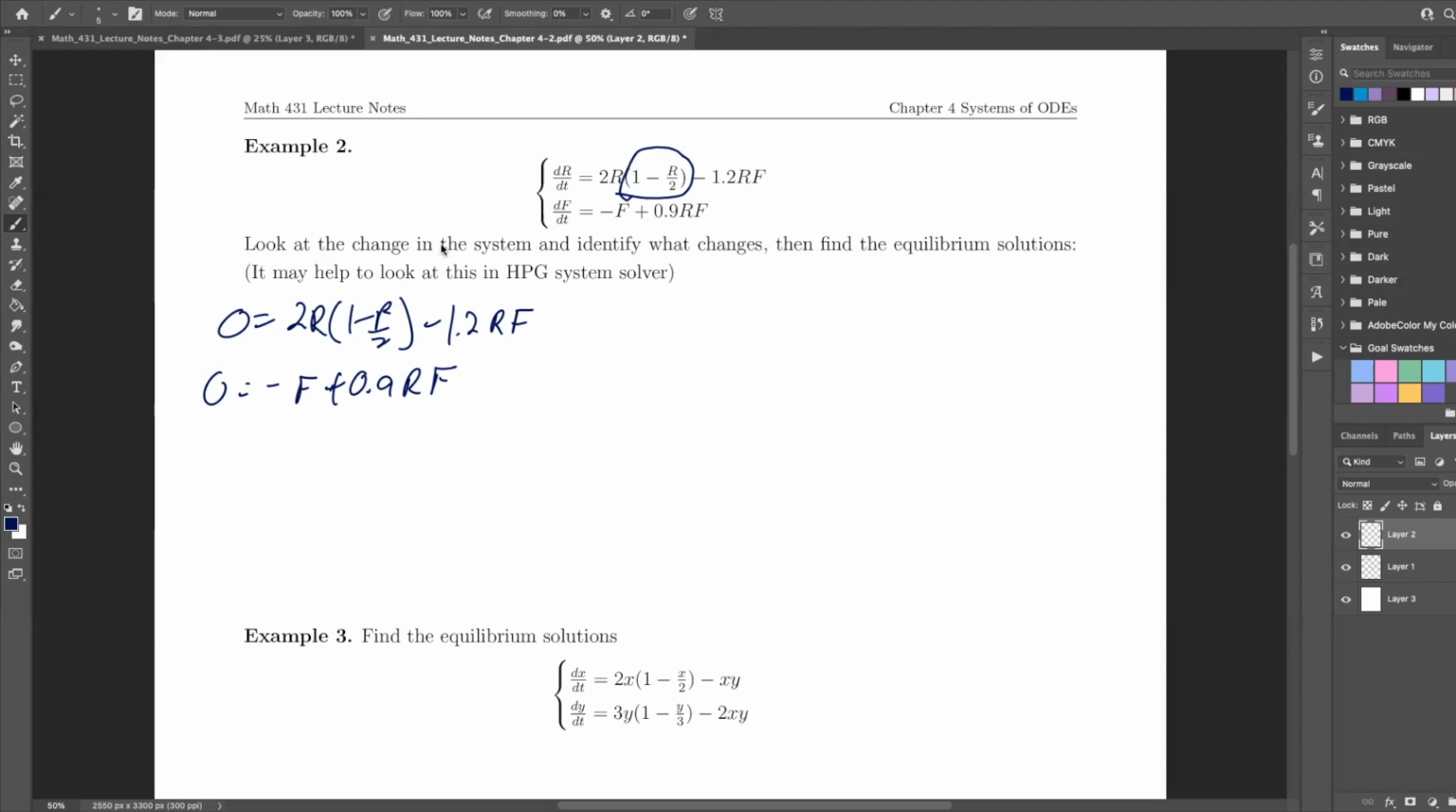Okay, so we're going to find the equilibrium point. Let's see if I can solve this through. Let me check the 2r through. So here I'll have 2r minus r squared minus 1.2r.